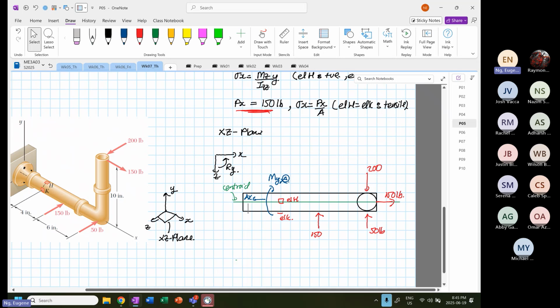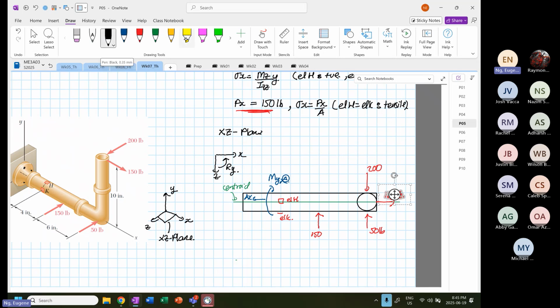Now, as you can see down here, all the forces are what? Perpendicular to the centroid. So the distance to take now is to the what? To the element. So from here to here is 4 inches. And from here to here is what? From here to here is, I'm mumbling now, that's so bad, 6 inches.